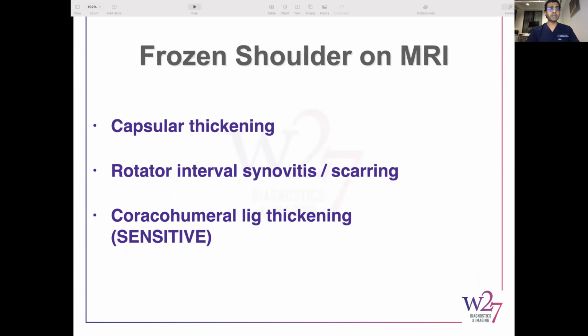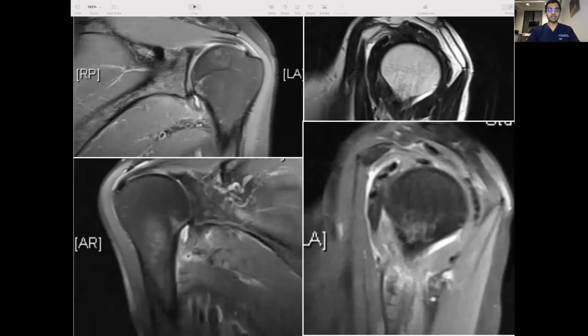In terms of MRI, frozen shoulder is a clinical diagnosis, but you can make the diagnosis on MRI, and you see features of capsular thickening and synovitis around the rotator interval. A sensitive marker tends to be coracohumeral ligament thickening. So if you see coracohumeral ligament thickening on the MRI, then there's a high likelihood that there's an underlying degree of adhesive capsulitis. And we can see some of these features on the MR scan here.